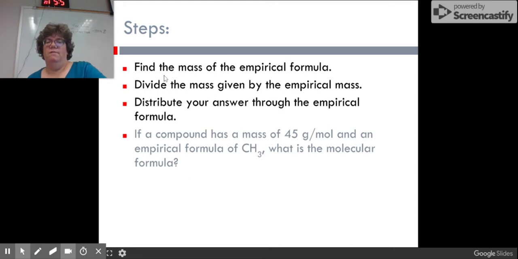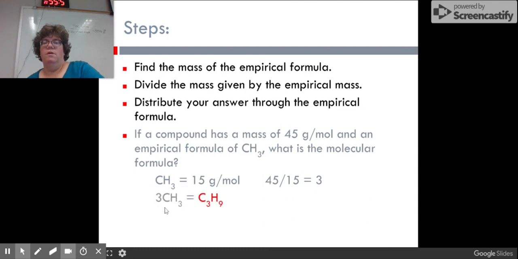So step number 1, find the mass of this formula, the empirical formula. Look on the periodic table. C is 12, H is each one, so we should get around 15. CH3, 15 grams per mole. Next step, divide the mass that you're given, right here, by the empirical mass, which we calculated. 45 divided by 15 is 3. Then the last step is to distribute that through. 3 times 1 is 3, 3 times 3 is 9, and that gives us our molecular formula, C3H9.